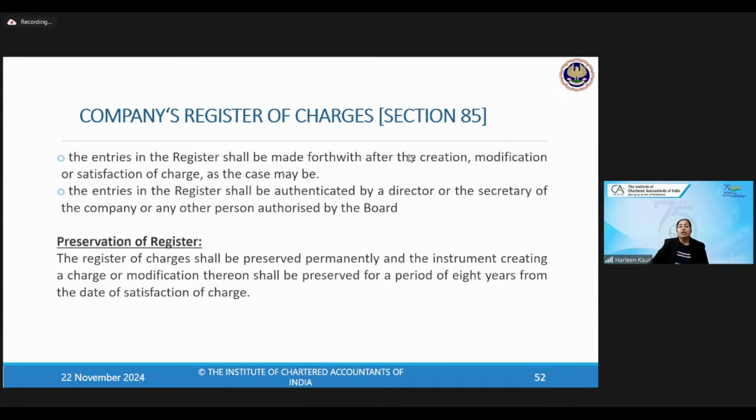Entries made in the register shall be after the creation. After the charge has been created, modified or satisfied, only then will the entries be made, and the entries shall be authenticated. Authenticated means shall be signed by the director or company secretary. They will sign so that authenticated means they have verified that everything has been done correctly.